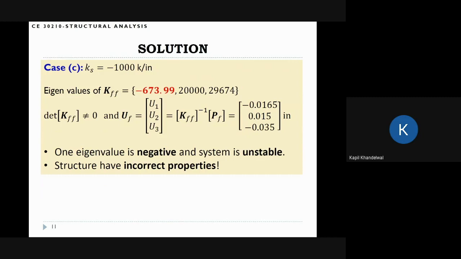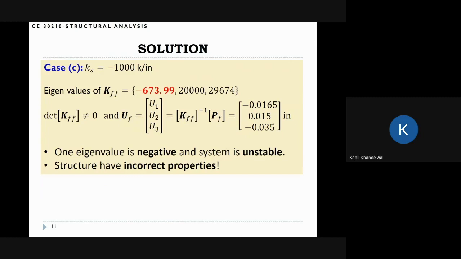So this is an important concept. If you think very carefully, this kind of instability cannot be detected by the inverse of KFF, because you might think that the determinant of KFF tells us whether the system is unstable or not. But that's not true. For example, in this case, we can see that the determinant is not equal to 0, but the system is still unstable. So the fundamental concept of instability is described by the eigenvalues. Always remember, eigenvalues tell us whether the system is stable or not.